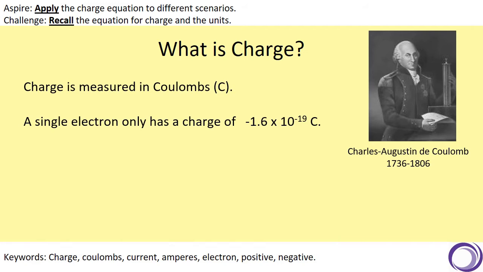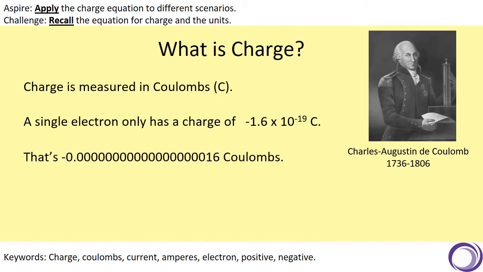Now there's some extraordinary numbers here. Coulomb didn't know this value. It took quite a lot of time to arrive at it because it's such a ridiculously small amount. But a single electron has got a tiny, tiny negative charge of 1.6 times 10 to the minus 19 coulombs, ridiculously small. So that's minus 0.000... 16 coulombs. In other words, a very, very small amount of coulombs.